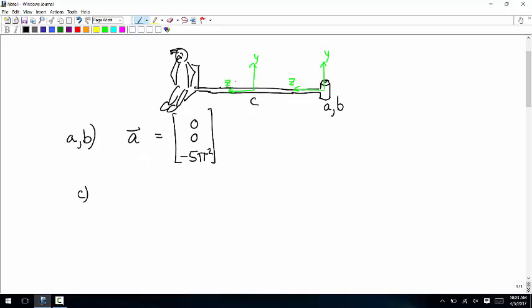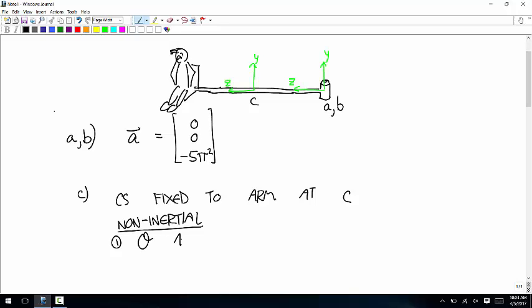So in the coordinate system at C, this coordinate system is fixed to the arm at C. It's non-inertial, and there are two ways that a coordinate system can be non-inertial. The first one is the origin accelerating. Is this origin accelerating? It is, because it's moving in a circle.